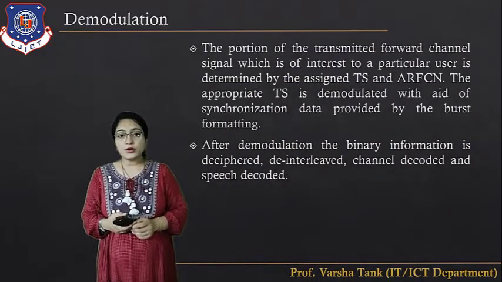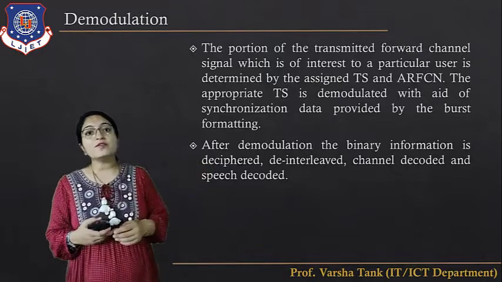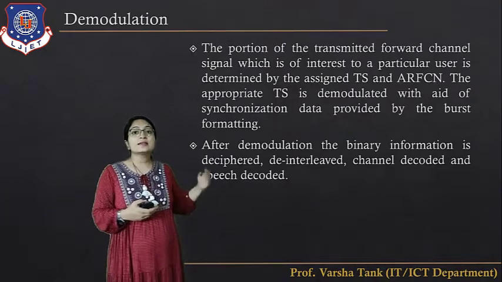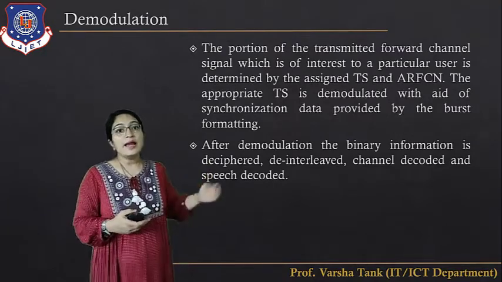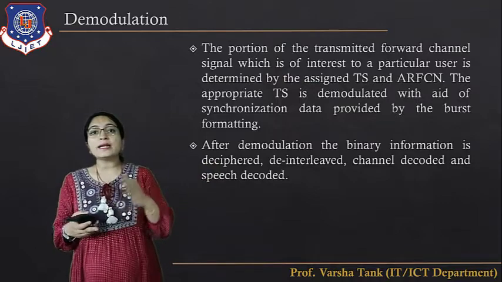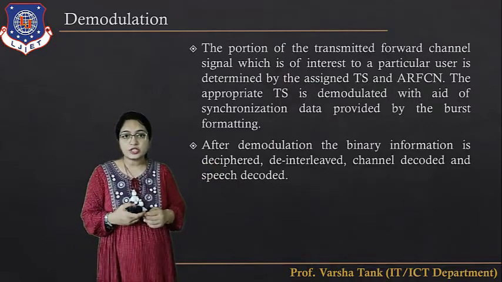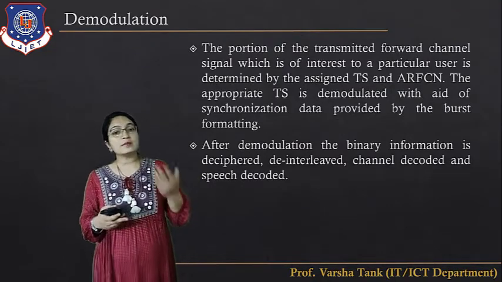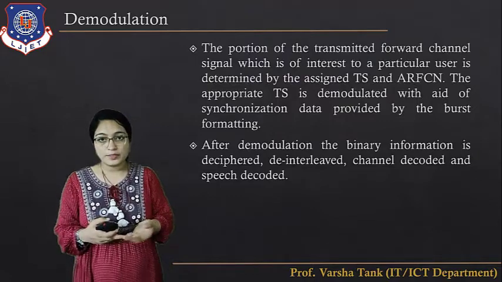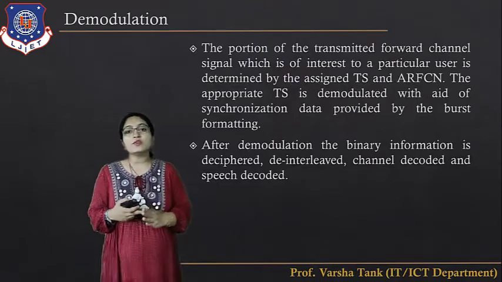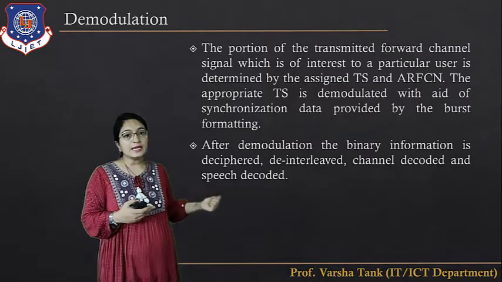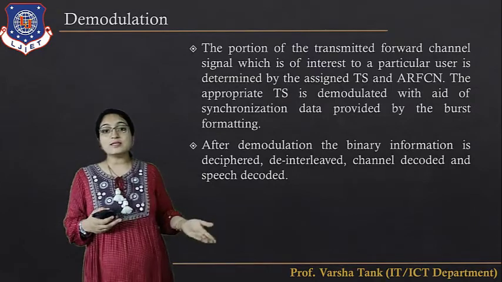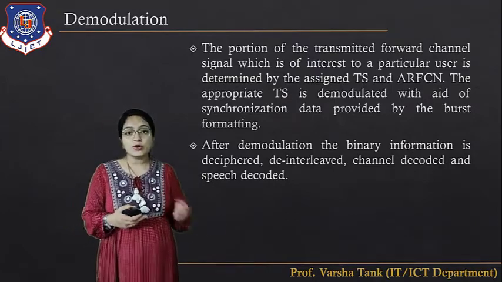Now next is demodulation. The portion of the transmitted forward channel signal which is of interest to a particular user is determined by the assigned time slot, and the appropriate time slot is demodulated with the aid of the synchronization data provided by the burst formatting. Burst formatting means we are adding extra data for synchronization purposes. After demodulation, the binary information is deciphered, de-interleaved, channel decoded, and the speech is decoded. So at the receiver side, we have to demodulate and decode it.